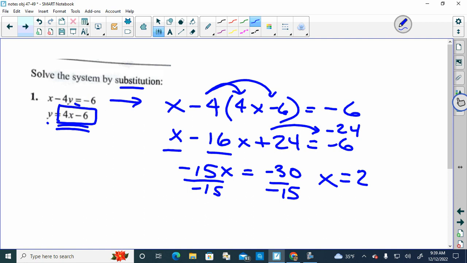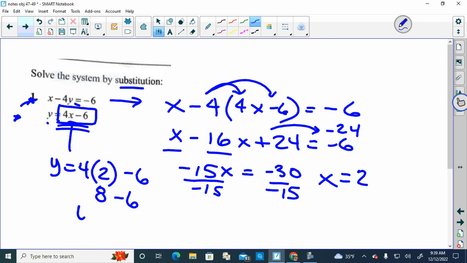Okay, so now we have one of our variables, we just don't have the other one. So now you just choose, and it doesn't matter because it has to work in both equations, so you can choose this one or this one to plug in for the x. So x is 2. If I wanted to plug it into this one right here, I'm replacing the x with a 2, because that's what x is, and now I can solve for y. So 4 times 2 would be 8, and 8 minus 6 would mean that my y is also 2.